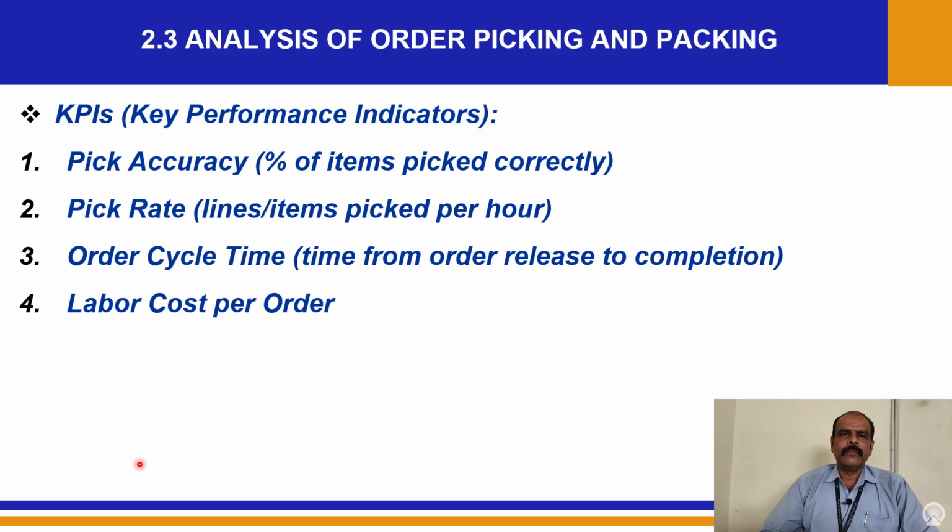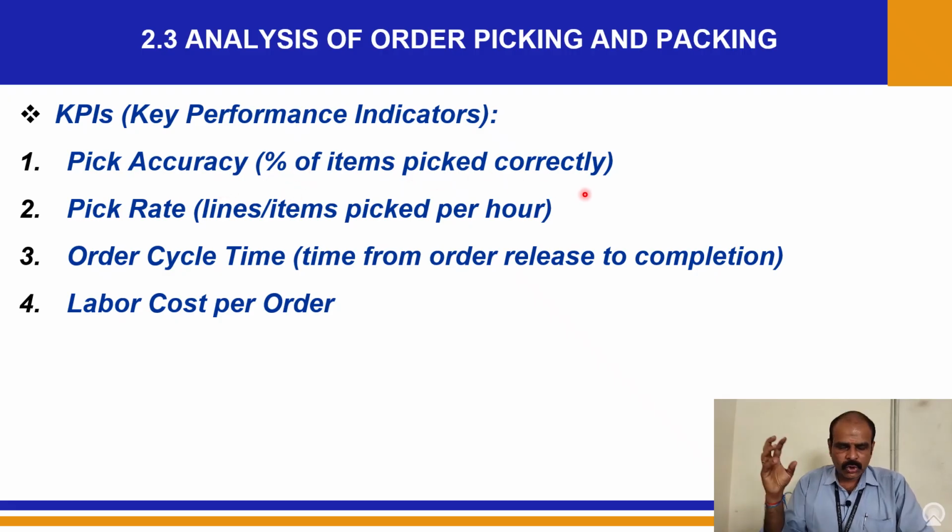Now we learnt about KPI, key performance indicators. Now with respect to order picking, what are the performance indicators? We know that KPIs are what pave a platform for evaluation and analysis of a system. We have a system and we want to analyze how it is before and after the implementation of some concepts or technologies. So KPIs play a very crucial role. Key performance indicators. The first KPI is pick accuracy, the percentage of items picked correctly.